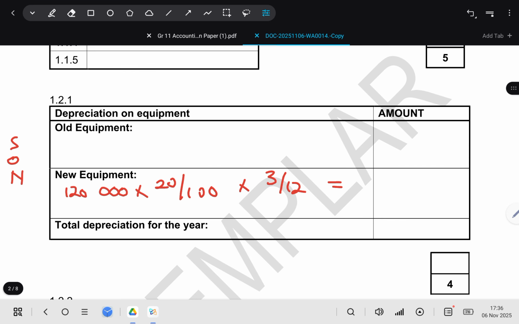We will see how much we are getting. Let's see here. So if we say 120,000 multiplied by 20 divided by 100 and then multiplied by 3 divided by 12, it gives us 6,000. So it means the depreciation for the new equipment is 6,000. Unfortunately, I can't show you these calculations because I'm using a tablet, so I'm calculating on my phone. But for you, you will be able to use your calculator.